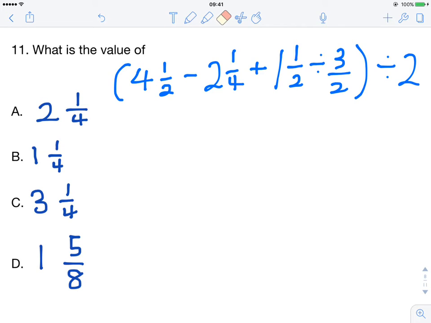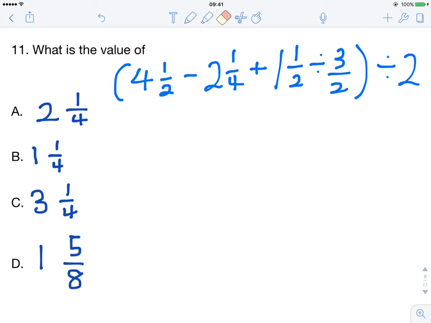This is question 11 of the 2009 Mathematics KCPE paper. So the question is, what is the value of, first of all in brackets, 4.5 minus 2.25 plus 1.5 divided by 3/2, and then all of that divided by 2.